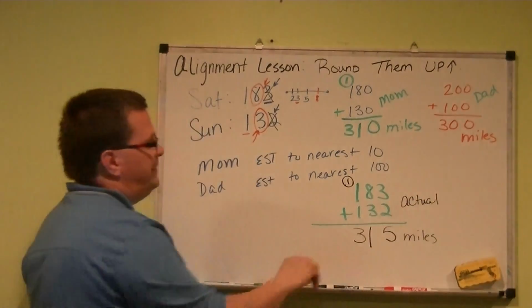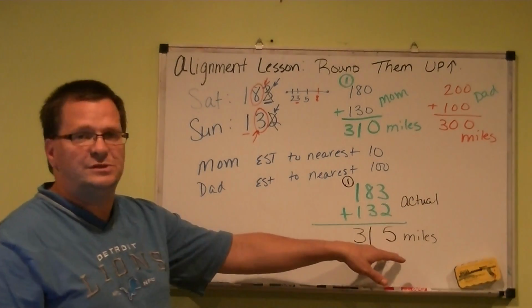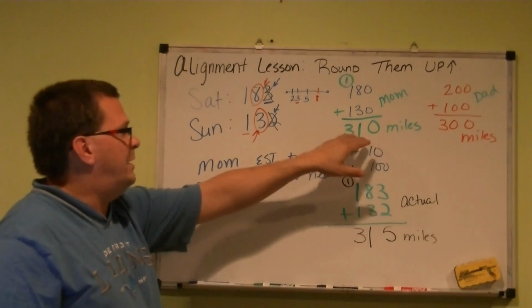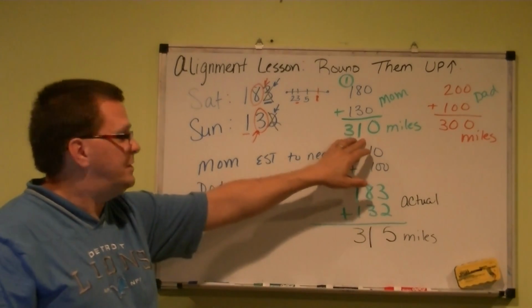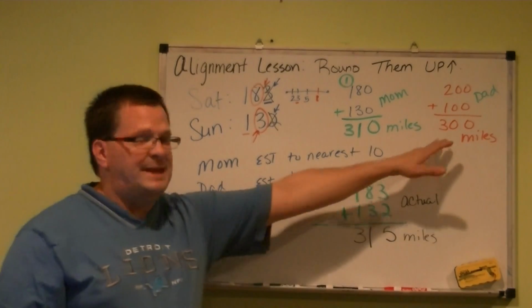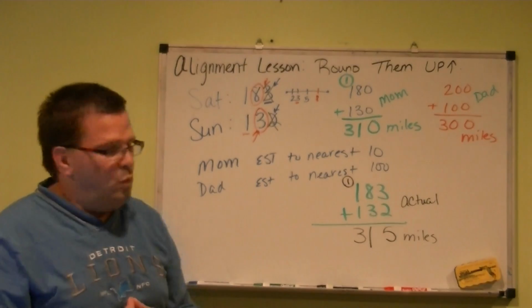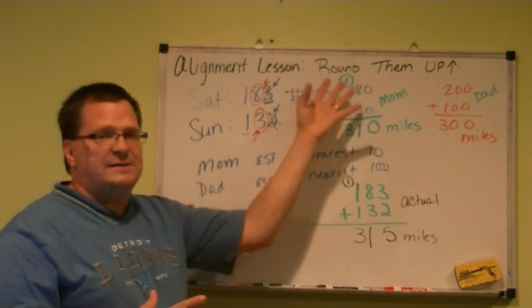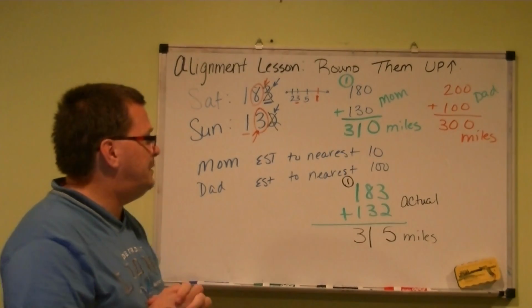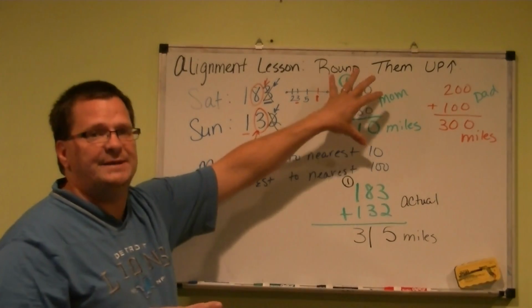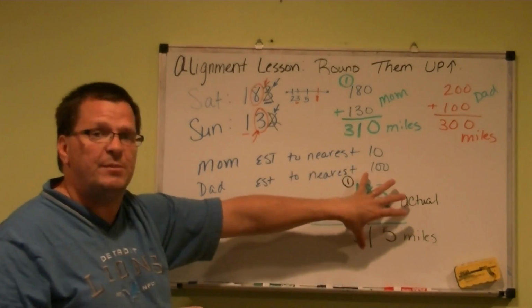So if you look at all 3 of these, who's closer to 315? Mom or dad? Well, obviously it's mom, because mom's really close. She's only 5 miles off. Dad was only 15, but mom was closer. Why do you think that's closer? That's a question I would like for you to try to answer tonight. Why do you think mom's answer is closest to the real number?